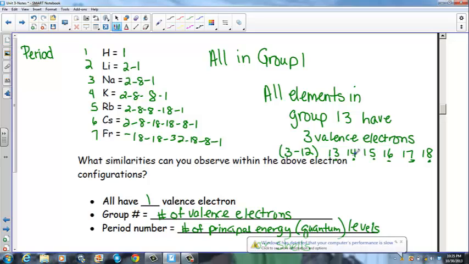4, all of the elements in group 14 have 4 valence electrons. All of the elements in group 15 have 5 valence electrons, and so on, all the way up to 18, group 18, where there are 8 valence electrons. So this would be neon and argon, okay, noble gases, krypton, and I could keep going, but those are just some examples.